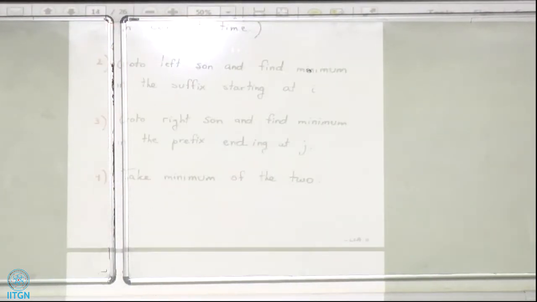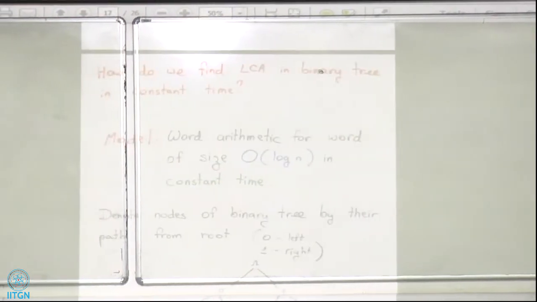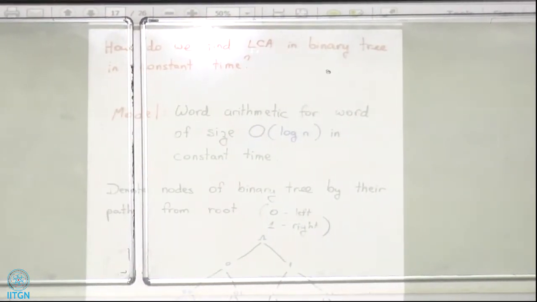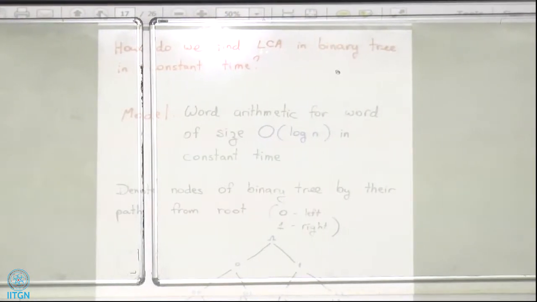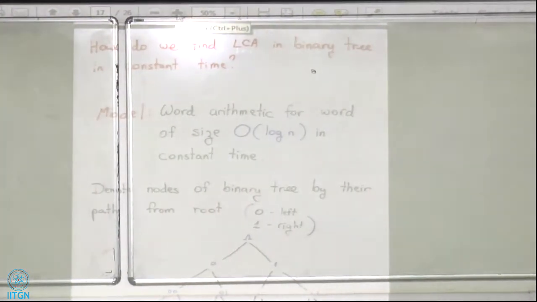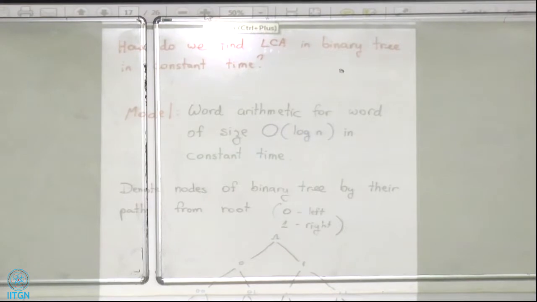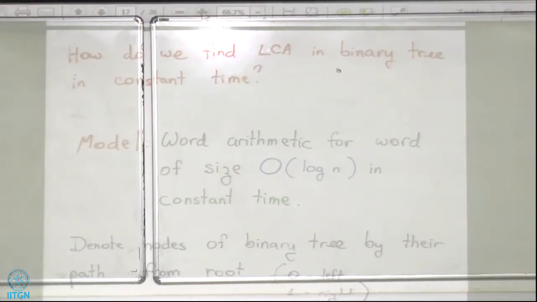Size of the tree we saw, query computation. Okay. So what we need to now find out is how do we find LCAs in a binary tree in constant time?